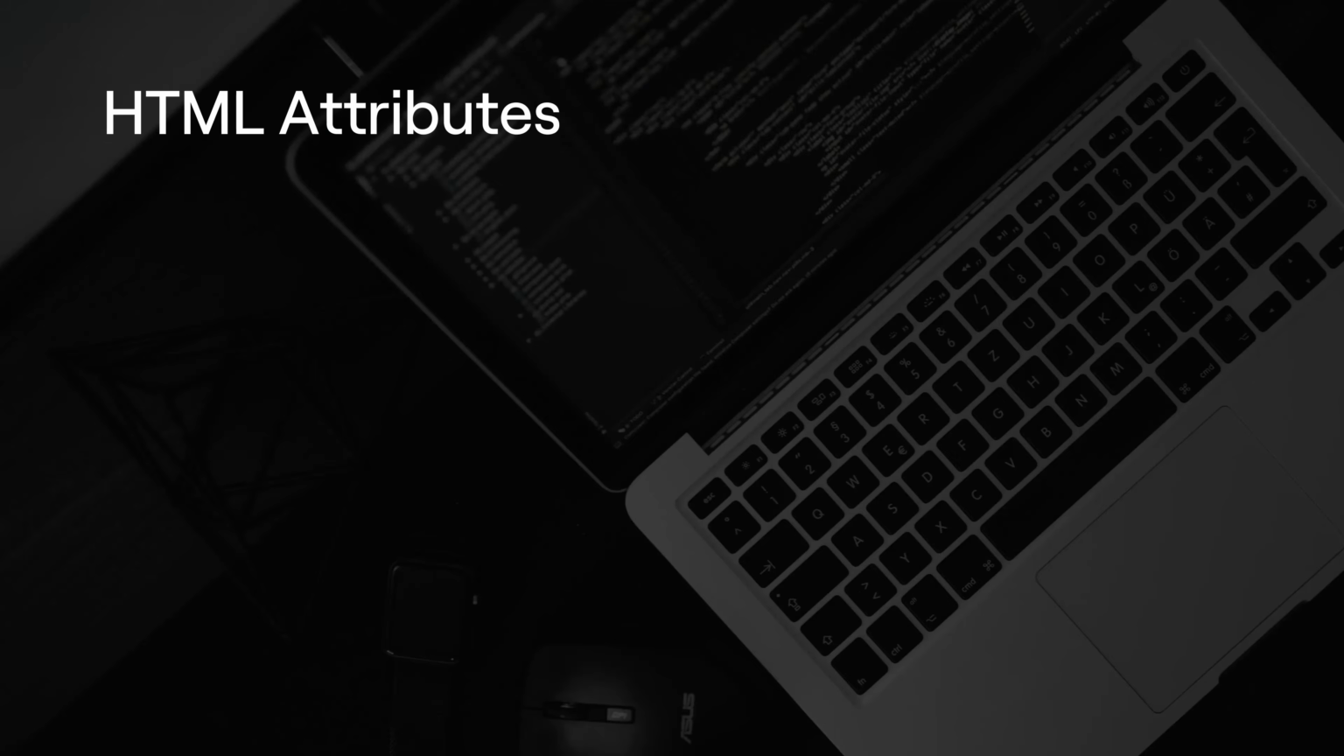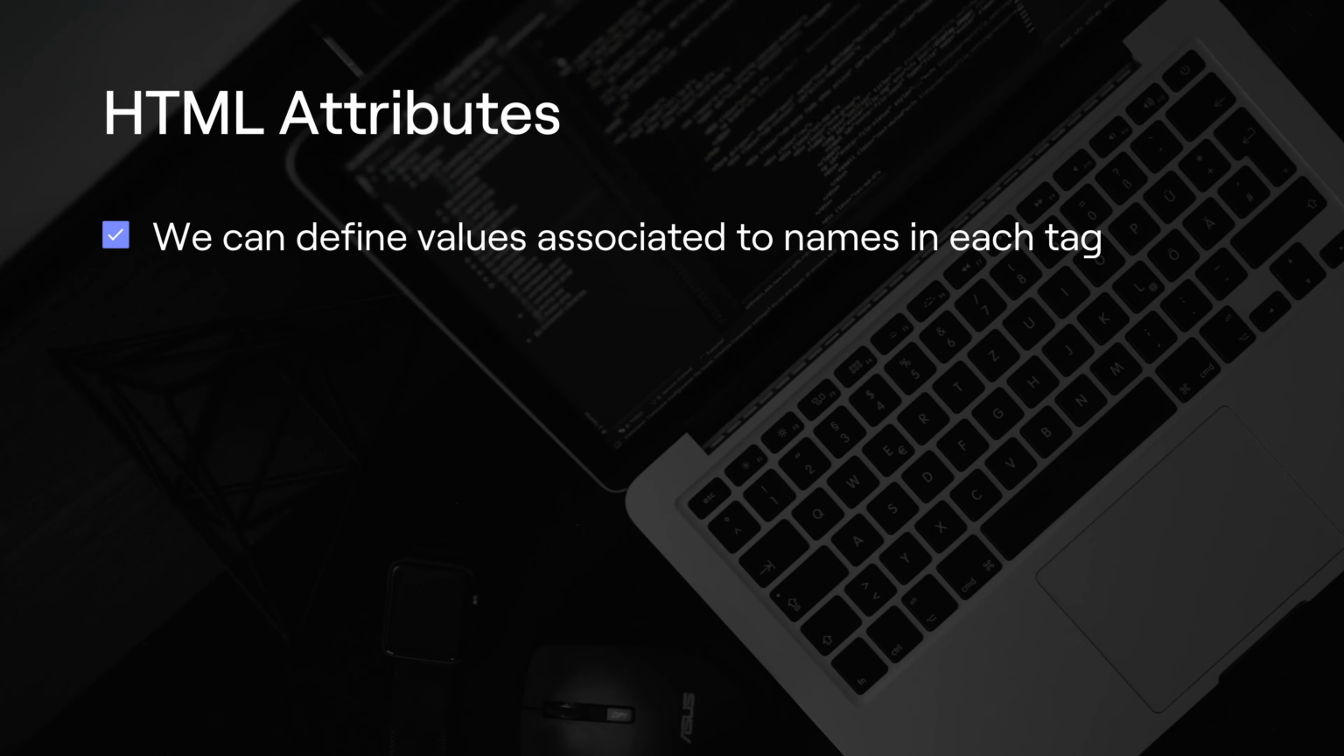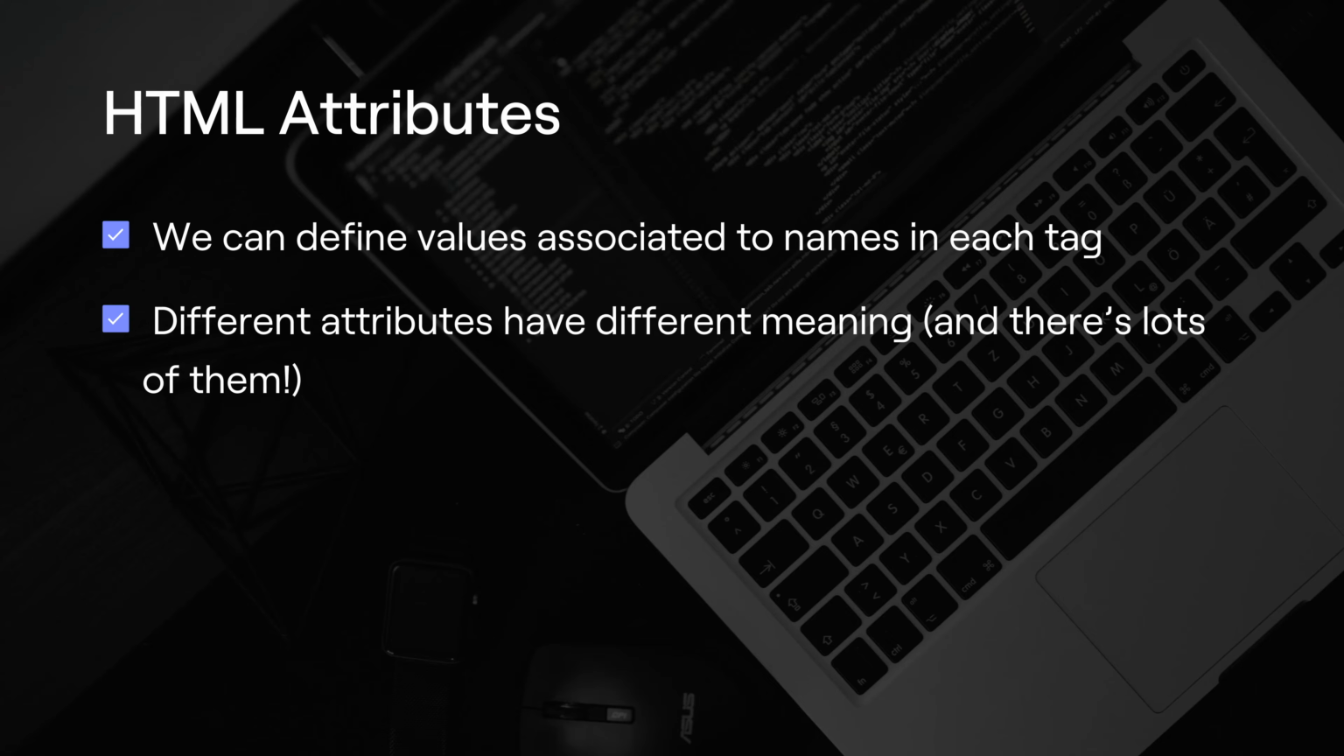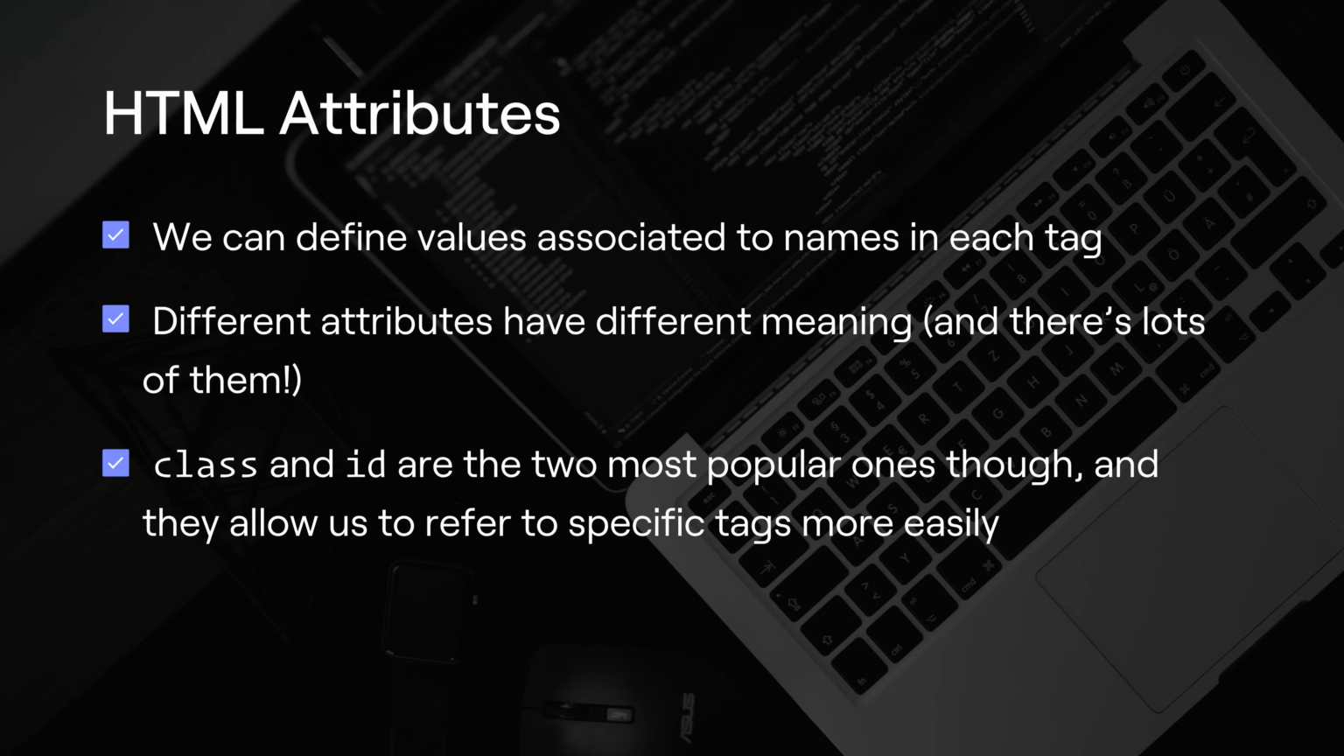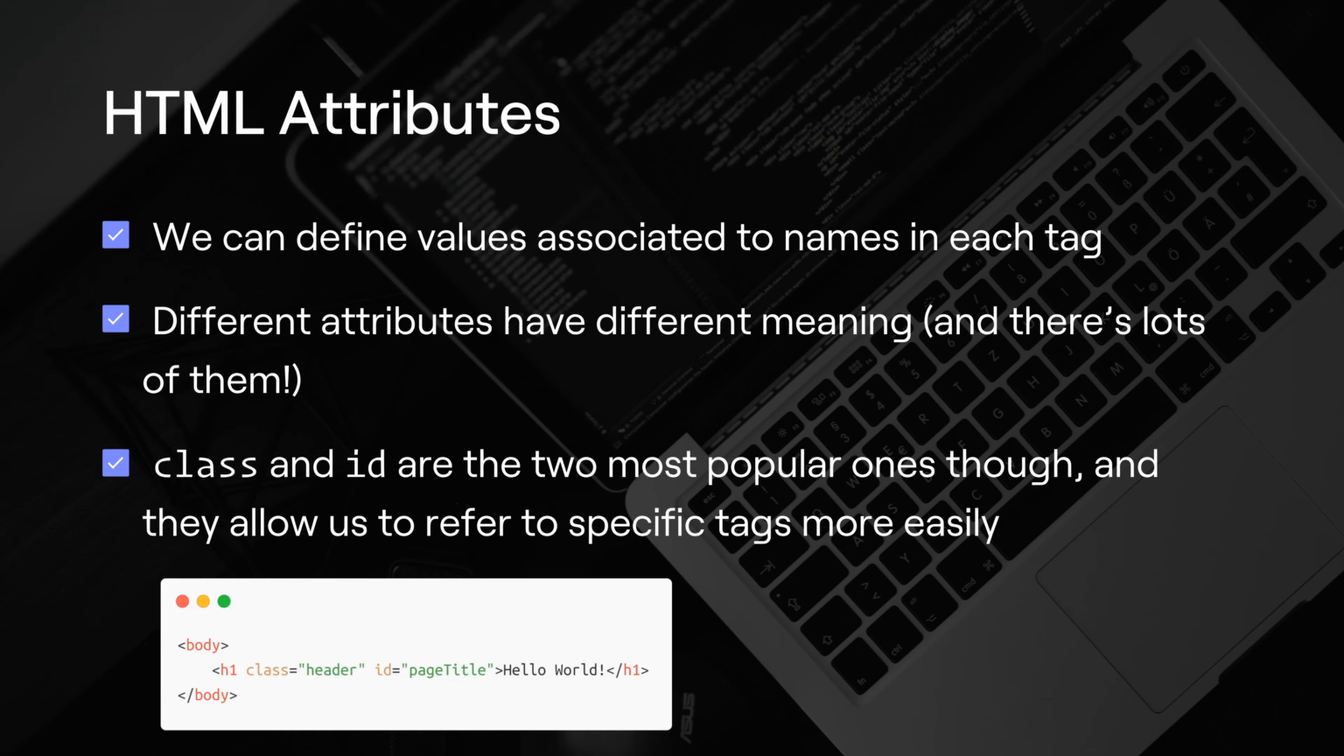There's also HTML attributes. We can define values associated to names in each tag, as we've seen with the lang equal en just a moment ago. Different attributes have different meaning, and there's a lot of them that we can use, but class and ID are the two most popular ones, and they allow us to refer to specific tags a bit more easily when we use CSS. Here's, for example, some code that uses HTML attributes.